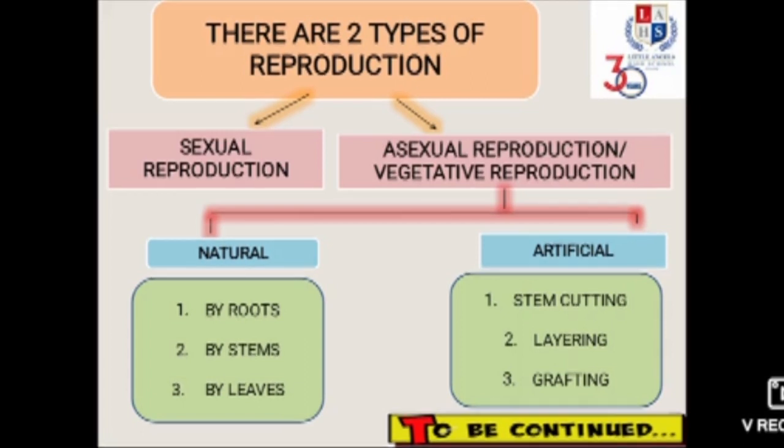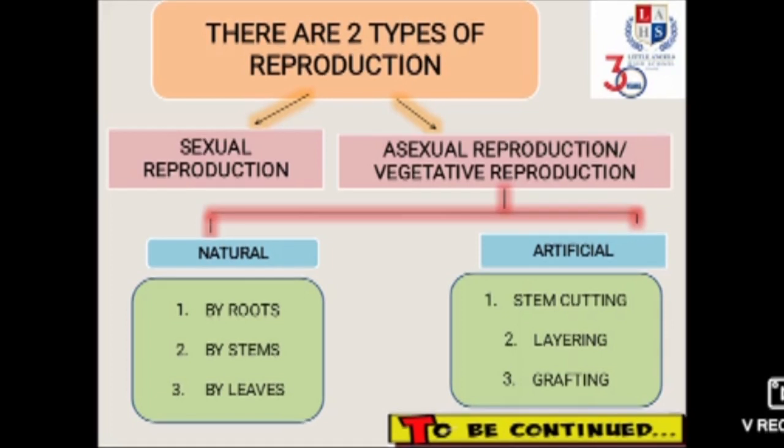This asexual or vegetative reproduction can be further categorized into two ways: natural reproduction and artificial reproduction. Natural reproduction can take place in three ways: by the help of roots, by the help of stems, and lastly by the help of leaves. In the same way, artificial reproduction can take place by the help of stem cutting, layering, and grafting.